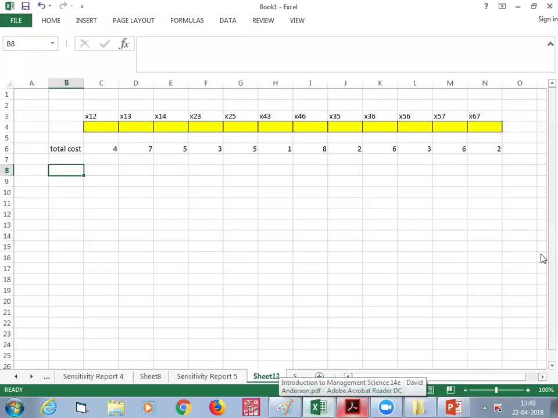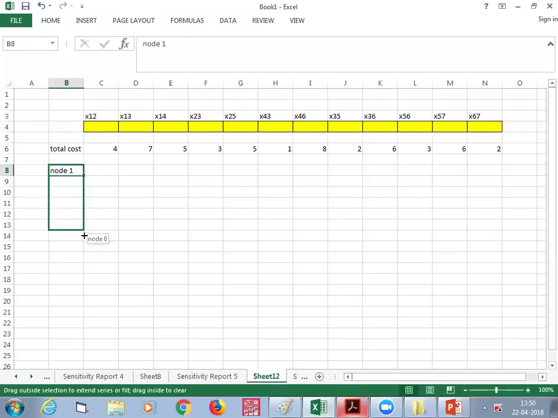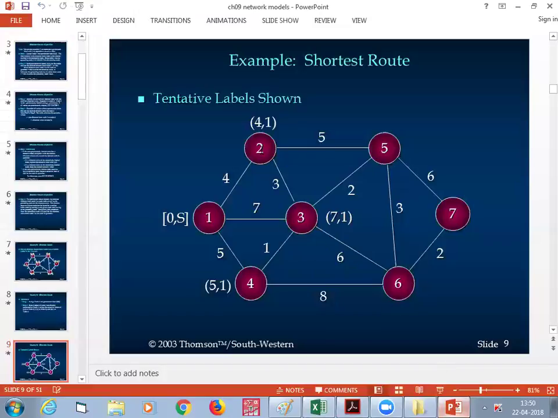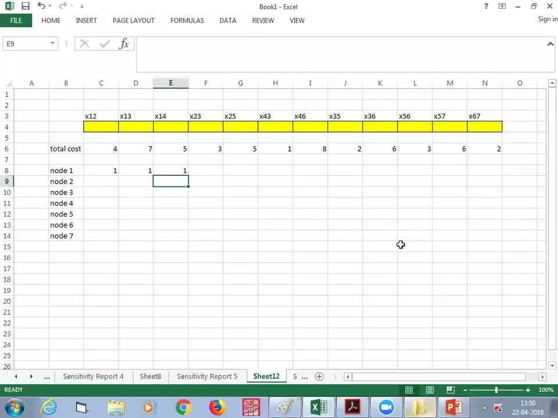So node 1 to node 7, each node will have a constraint. So in node 1, one of these has to be equal to 1. So x12 plus x13 plus x14 equals 1. Then, if we look at what is entering node 2, x12 is entering node 2, and what is leaving? 2,3 and 2,5. So minus x12 plus x23 plus x25 equals 0. So minus x12 here, and plus this plus that equals 0.